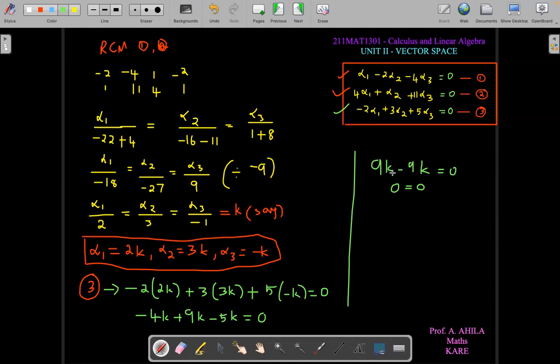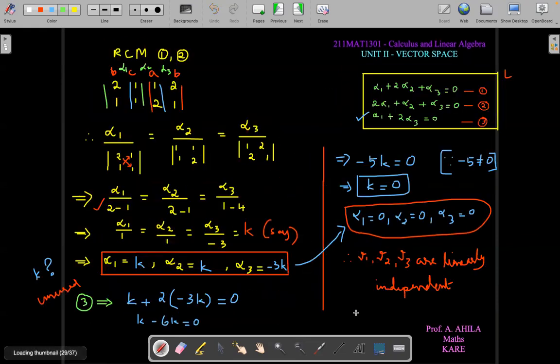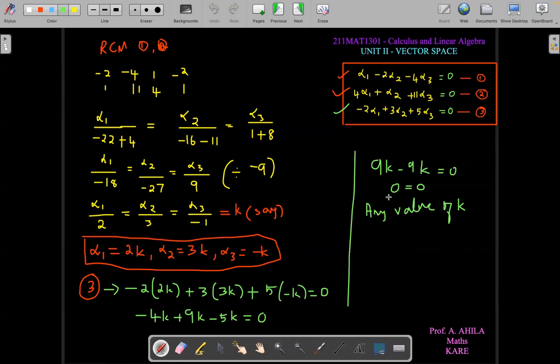So this equation is satisfied for any value of k. In the previous problem, we got minus 5k equal to 0, and since minus 5 is not equal to 0, k goes 0. Here it is not like that. The left hand side is completely going 0, so irrespective of the k value, the equation is satisfied. Therefore, for any value of k, this is true.